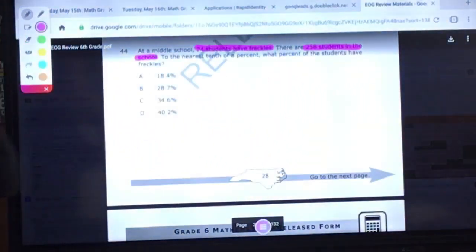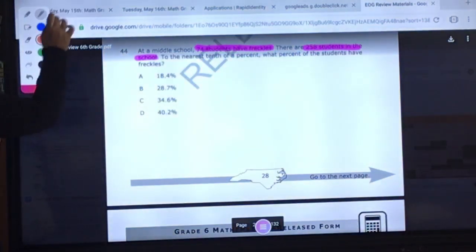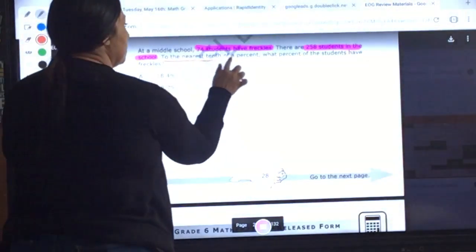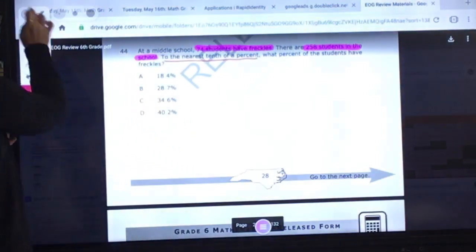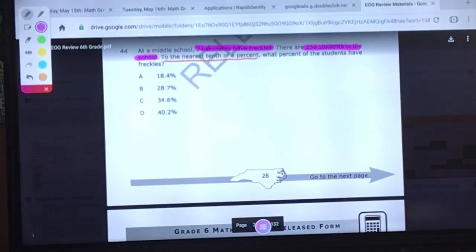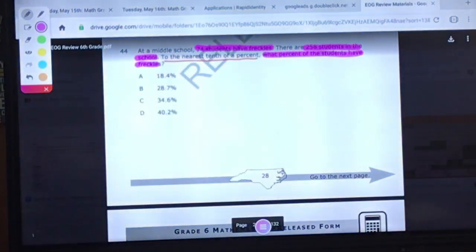All right. What's very, very important in our last sentence? Camden, nearest tenth of a percent. Why is that important, Camden? Because we have to round up or down. So we're going to have to round up or down to the nearest tenth, which will tell us kind of how far we have to go with our problem.